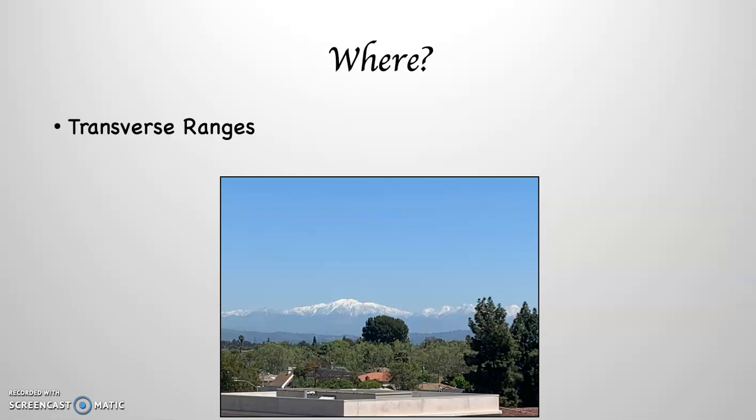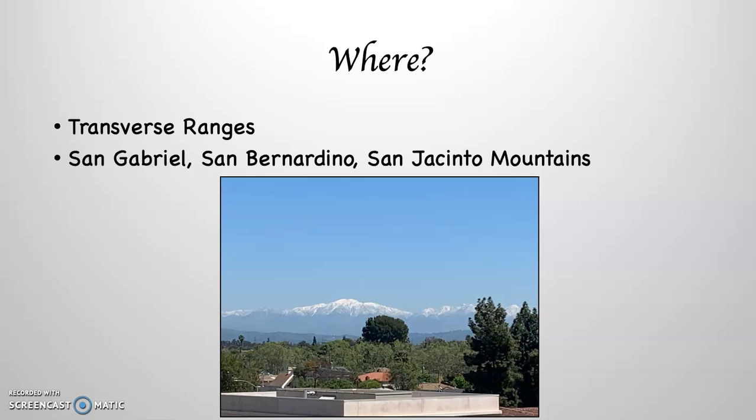Where? Well, the transverse ranges in California, which is the San Gabriels, the San Bernardinos, San Jacinto Mountains. You can see there they are in the background. That's the San Gabriel Mountains, taken almost from my house, actually.